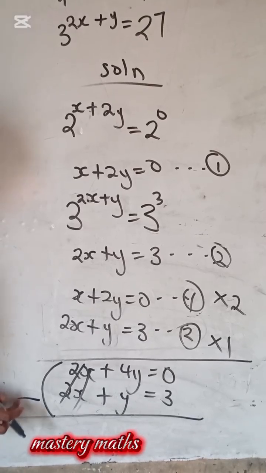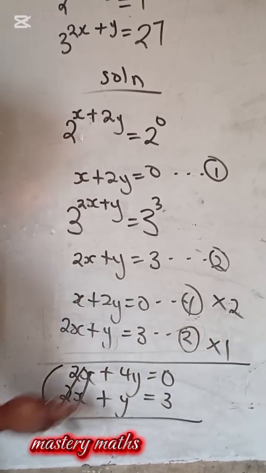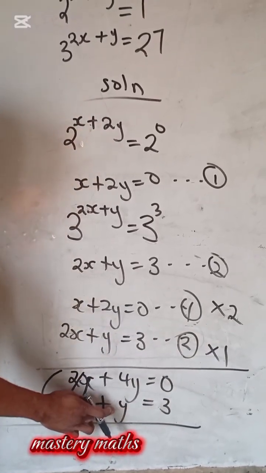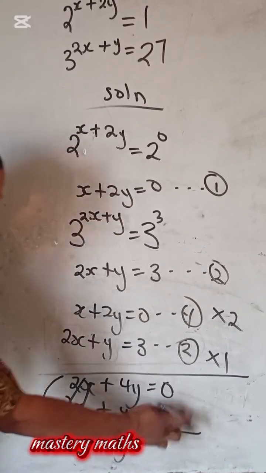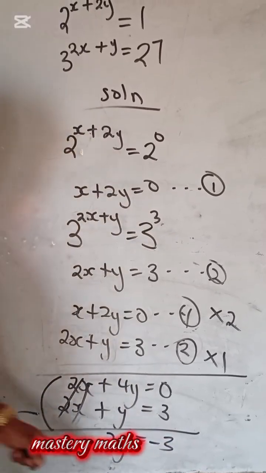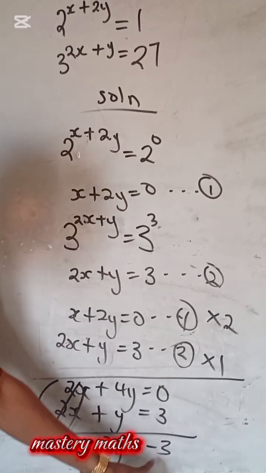You say minus times plus, giving us minus. So you say plus 4y minus y, giving us 3y, equal to 0 minus 3, giving us minus 3. And you're having 3y equal to minus 3.